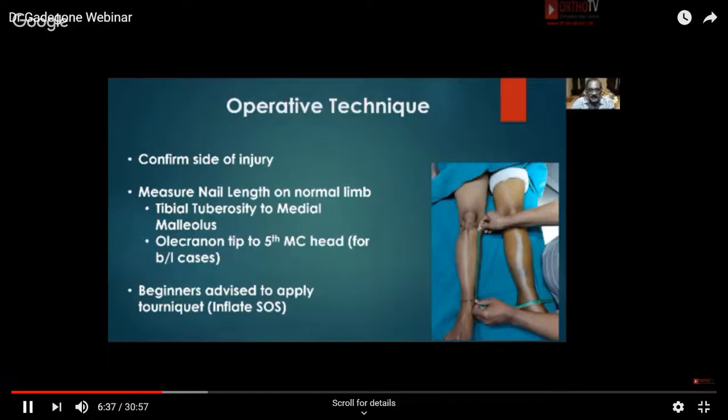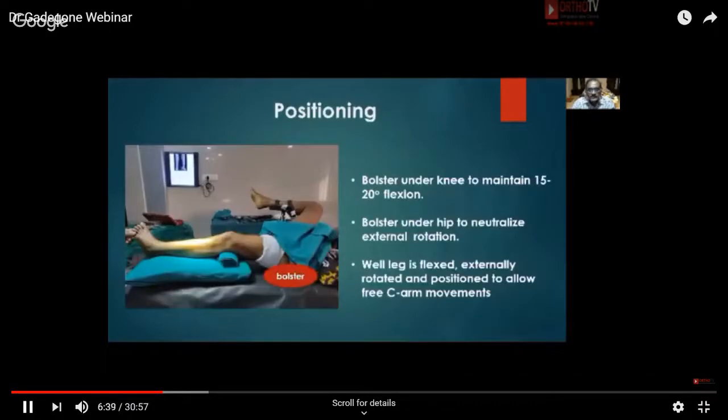This is the most popular position: bolster under the knee to maintain the 15 to 20 degrees of flexion, bolster under the hip to neutralize the external rotation, and the leg is flexed, externally rotated and positioned to allow free C-arm movements. This is the standard position which is required for the suprapatellar nail.